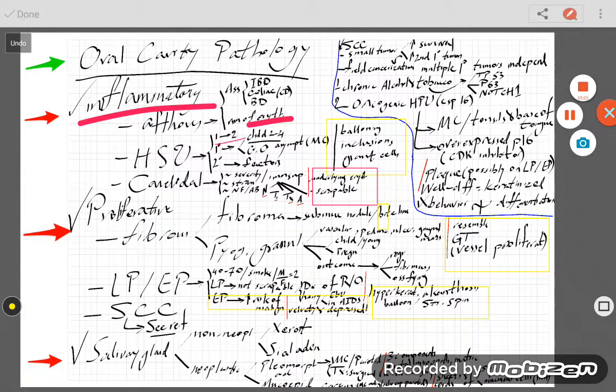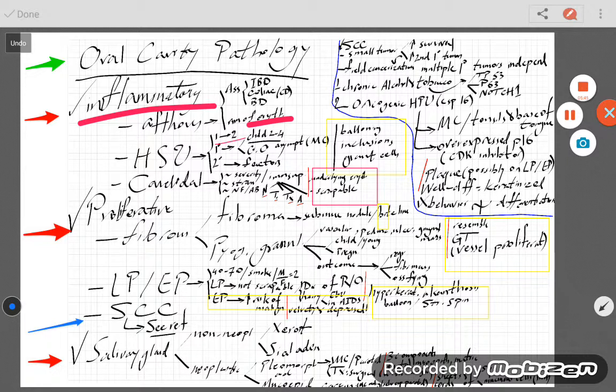Finally, neoplastic lesions of oral cavity. We are going to begin with the squamous cell carcinoma. There are a couple points about squamous cell carcinoma. One is small tumors have higher survival, however, they have also higher chance of second primary tumor formation. What is the theory that explains this? The theory of field cancerization. It just simply explains that multiple primary tumors of squamous cell carcinoma in oral cavity are due to independent primary tumors.